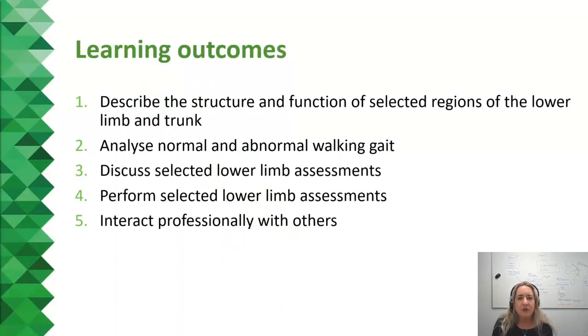I'll begin by covering the learning outcomes. All content assessed in this paper will be covered by these learning outcomes. Learning outcome 1, describe the structure and function of selected regions of the lower limb and trunk. Learning outcome 2, analyse normal and abnormal walking gait.